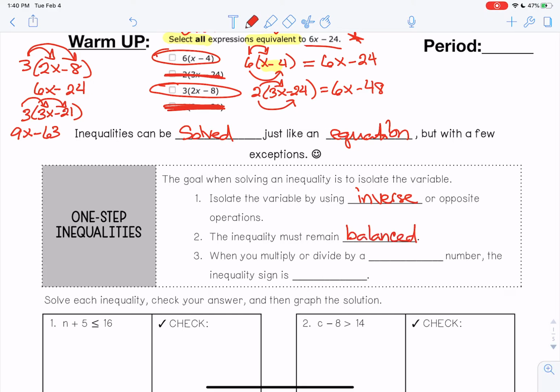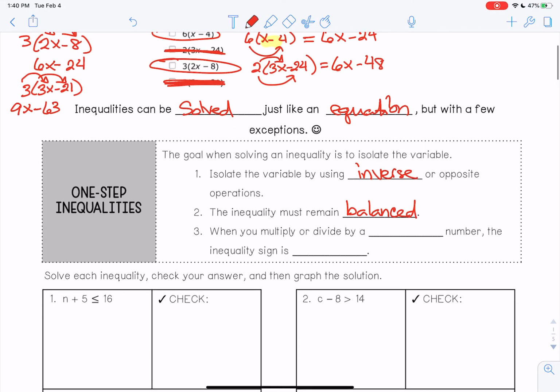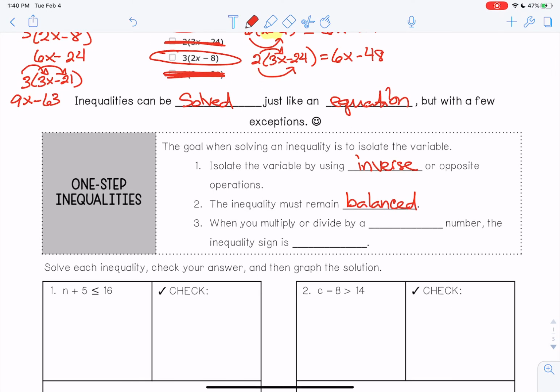So we're going to once again be drawing that river. And number 3, when you multiply or divide by a negative number, the inequality sign is flipped. Okay, so this is one of the small differences between inequalities and equations because we have those greater than and less than symbols. In the case of multiplying with negatives, we flip the sign, multiplying or dividing.